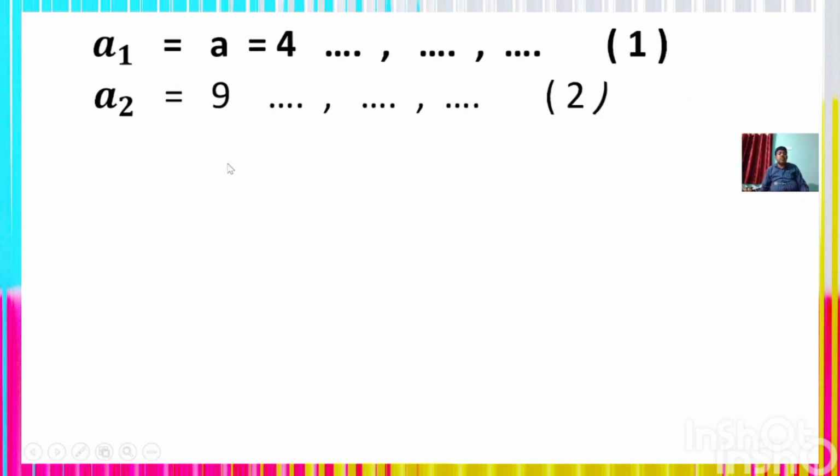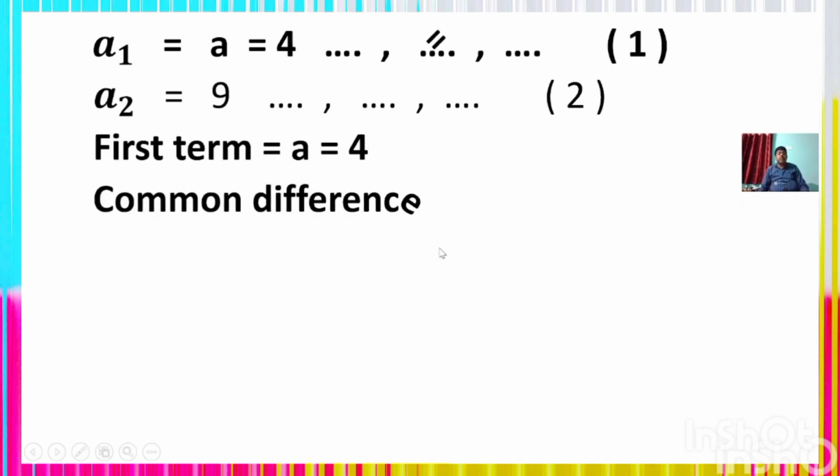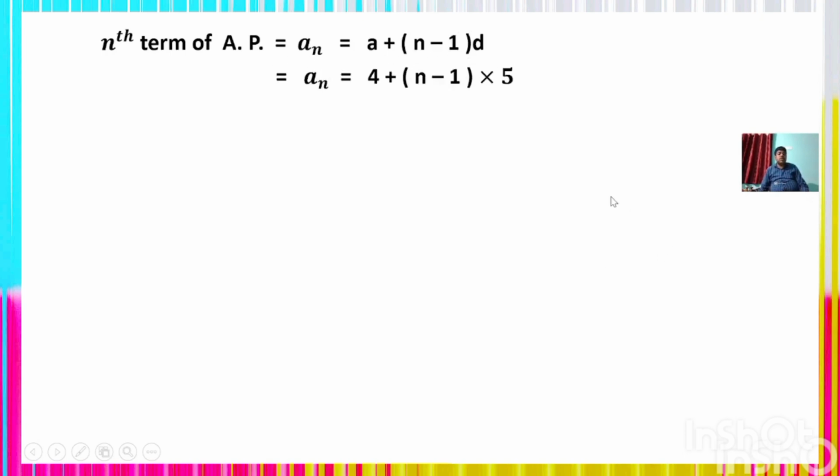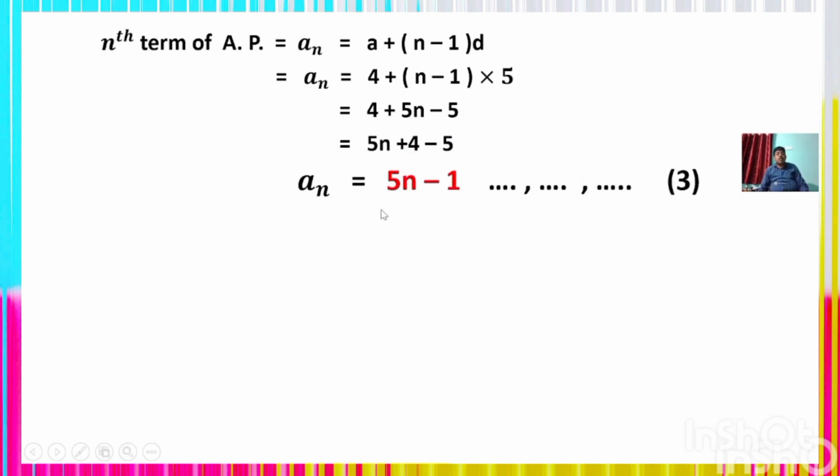The first term A is equal to 4, the second term A2 is equal to 9. Now you have to find out the common difference. The common difference D is equal to A2 minus A1, which is 9 minus 4, which is 5. Thus the first term A is equal to 4 and the common difference D is equal to 5. Now you can find out the general term of the AP, which is the nth term of the AP, using the formula A plus n minus 1 whole into D. So which is 4 plus n minus 1 whole into 5, which is 4 plus 5n minus 5, which is 5n plus 4 minus 5 after arrangement. Thus the nth term of the AP is 5n minus 1. This is what you have to find out.